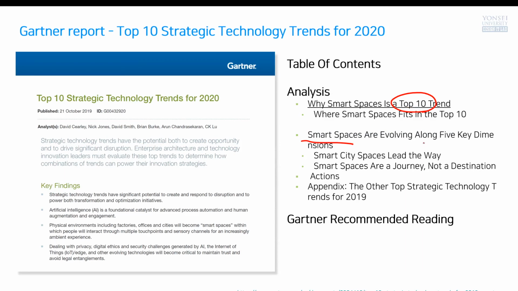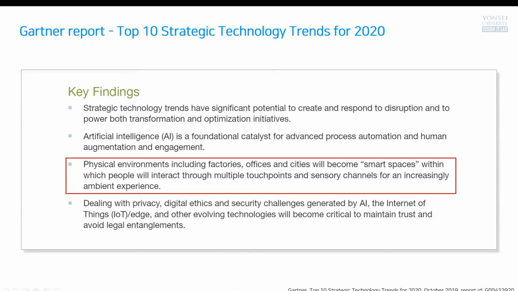Smart spaces are evolving along 5 key dimensions. Smart cities lead the way. Smart spaces are a journey, not a destination. So some details, key findings you can read from this article. Physical environments, including factories, offices, and cities, will become smart spaces within which people will interact through multiple touch points and sensory channels for an increasingly ambient experience.